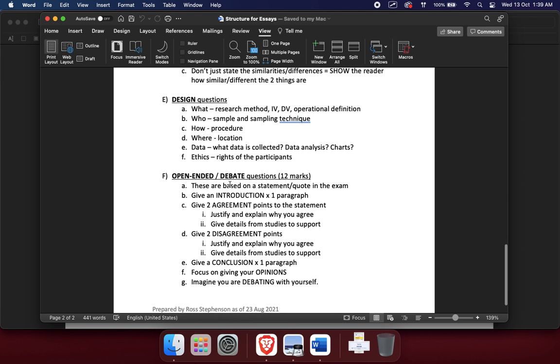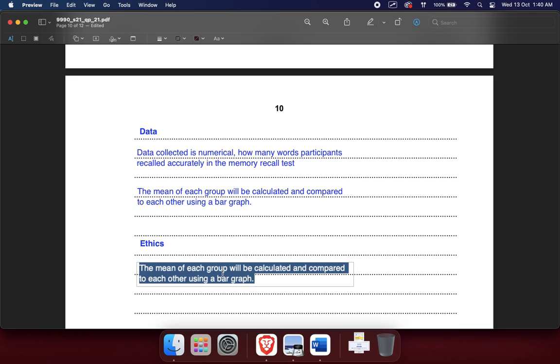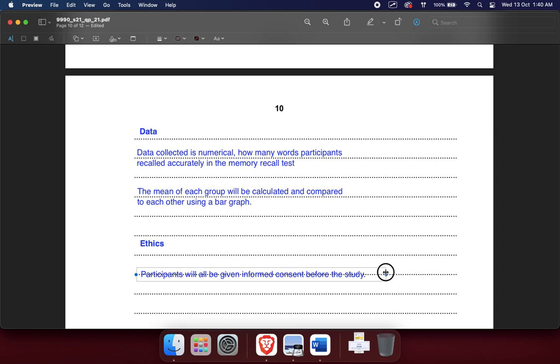Last but not the least, ethics. All right, so what are ethical measures that you will take in order to protect your participants? Ethics might be something along the lines of: participants will all be given informed consent before the study. What else can we say? That's the main one, right?